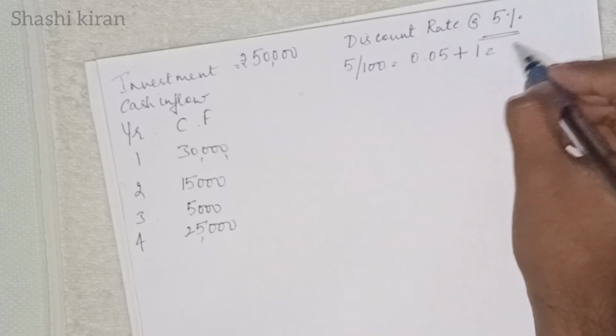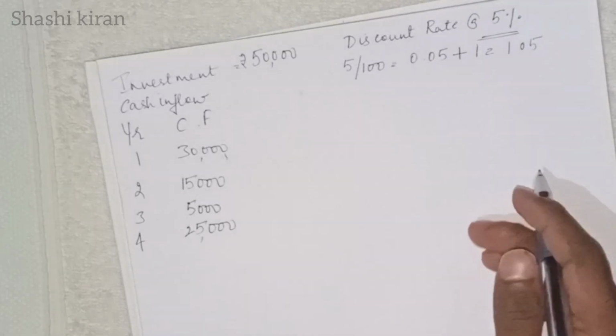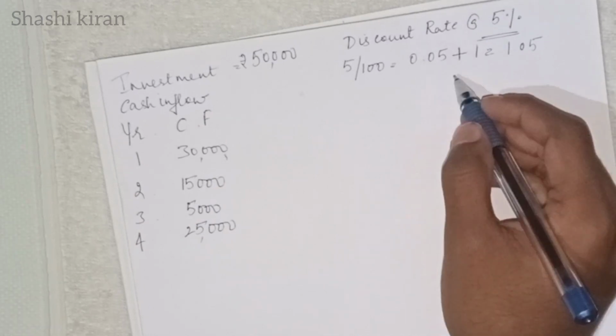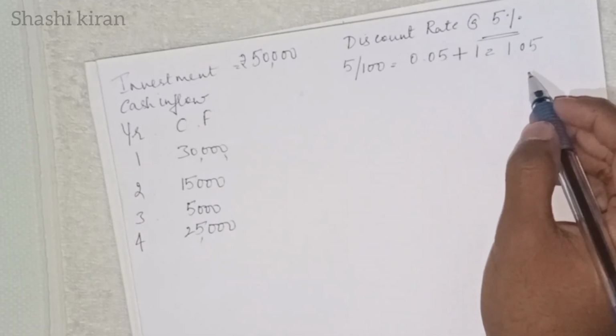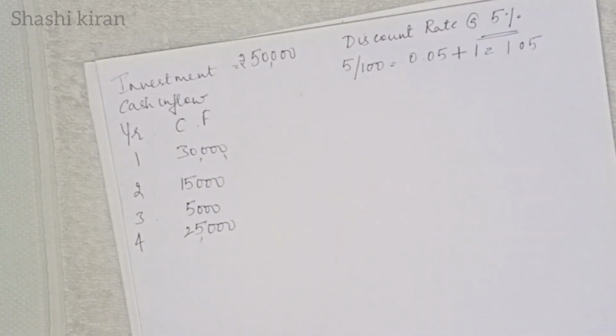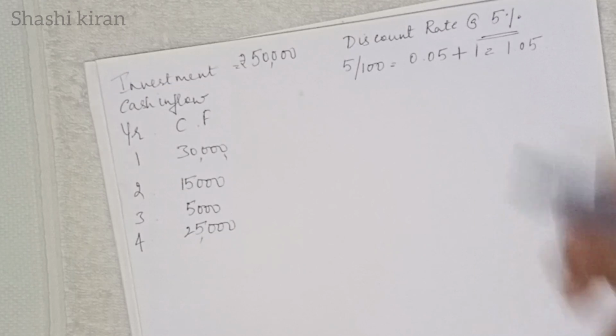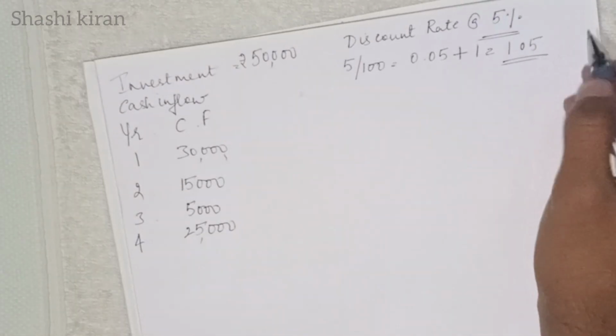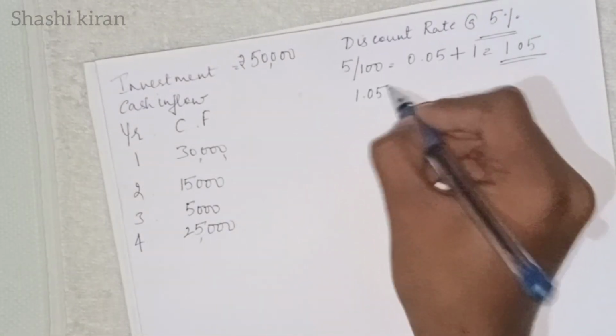If you do it, we will be getting 1.05. So if you are going to consider 10% as a discount rate, then what you have to do is divide 10 by 100, and you will get 0.10. Add 1, and you will get 1.10 for 10%.